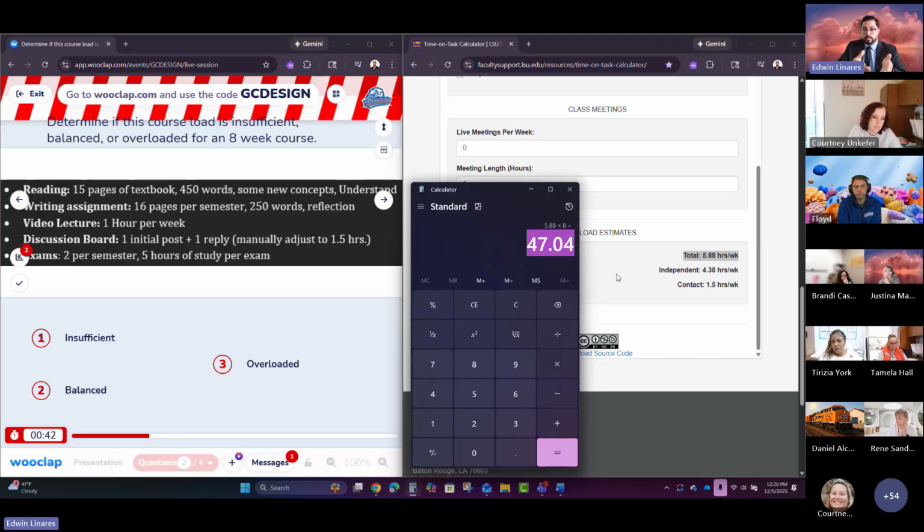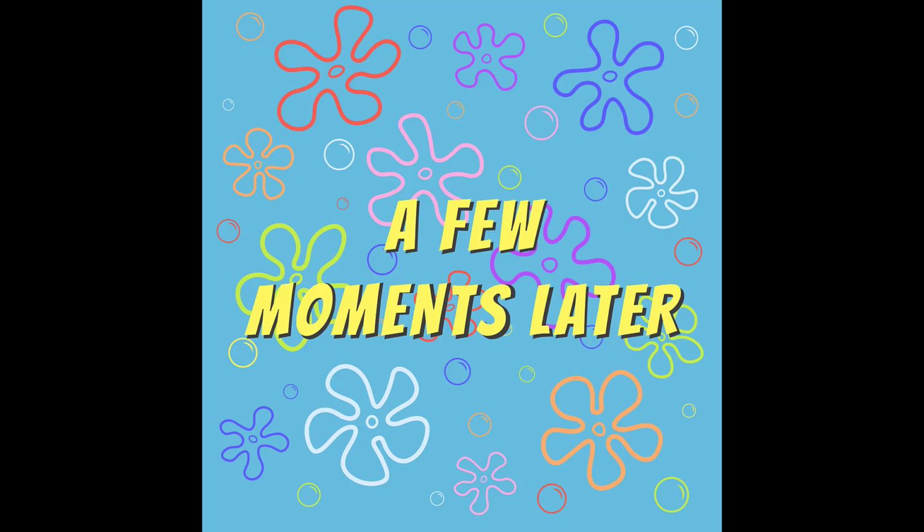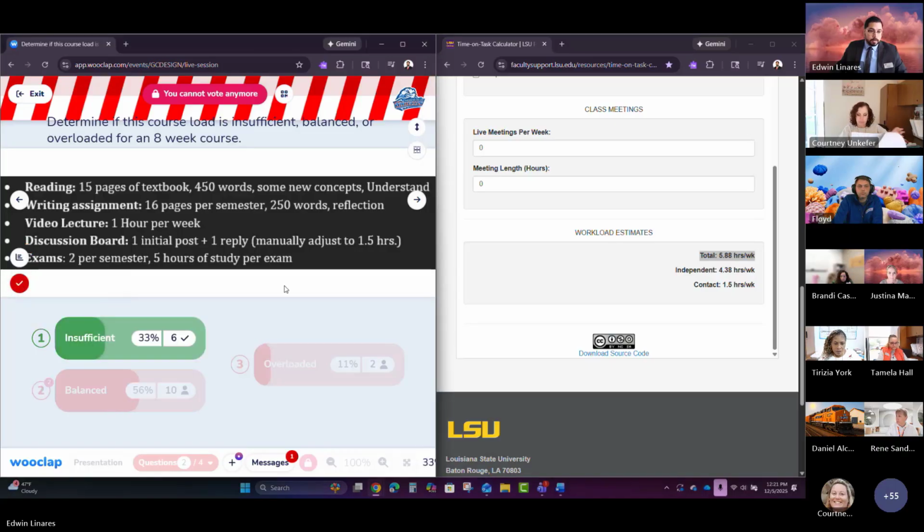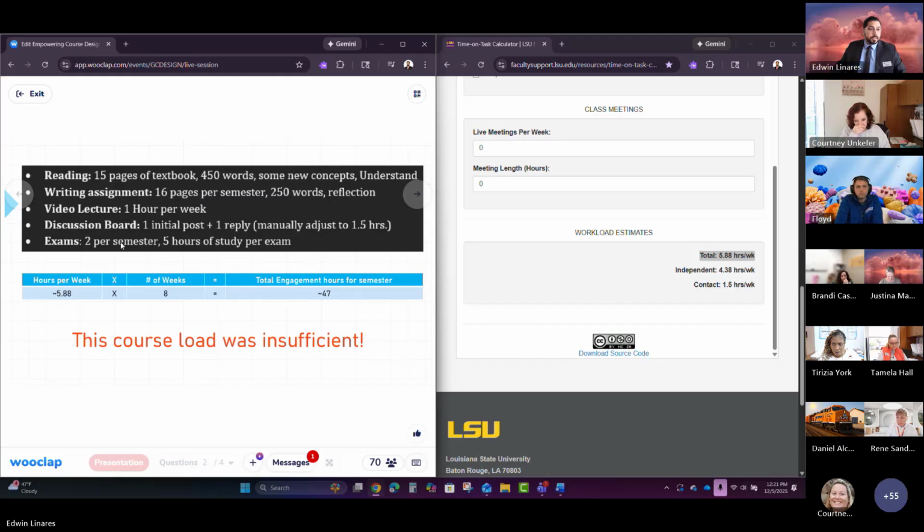Based on this number, do you believe that this is balanced, insufficient, or overloaded? If you could please submit your answer, and then we'll take a look at what the findings are. Our correct answer here is insufficient. I'm going to go on to the next slide.